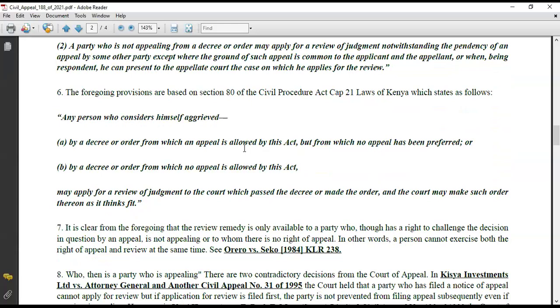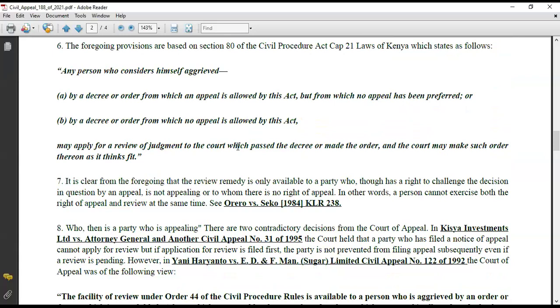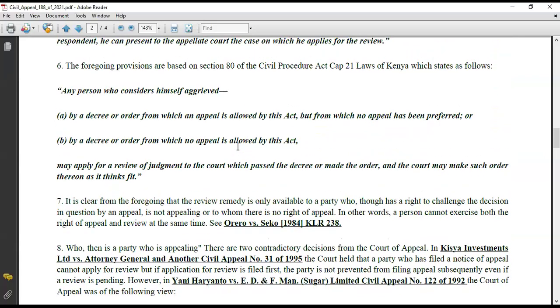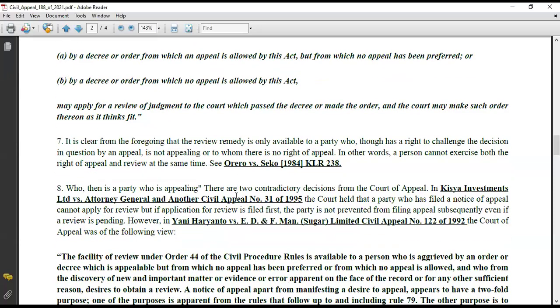Any person who considers himself aggrieved by a decree or order from which an appeal is allowed by this Act, but from which no appeal is preferred. So, what does the judge say? It is clear from the foregoing that the review remedy is only available to a party who has the right to challenge the decision in question by appeal but is not appealing. In other words, a person cannot exercise both the right of appeal and review at the same time.